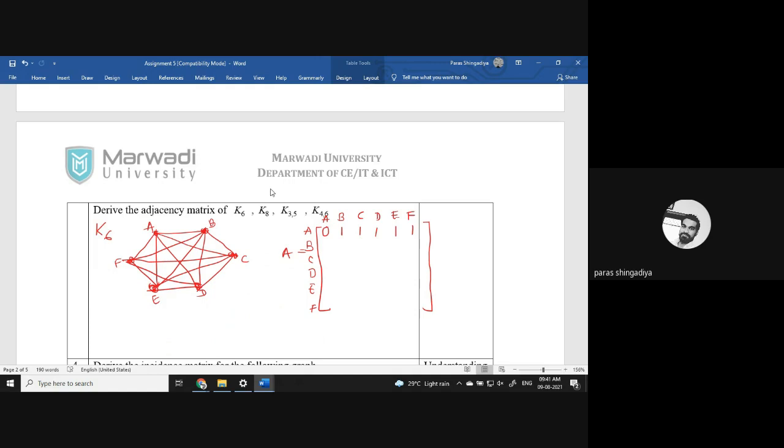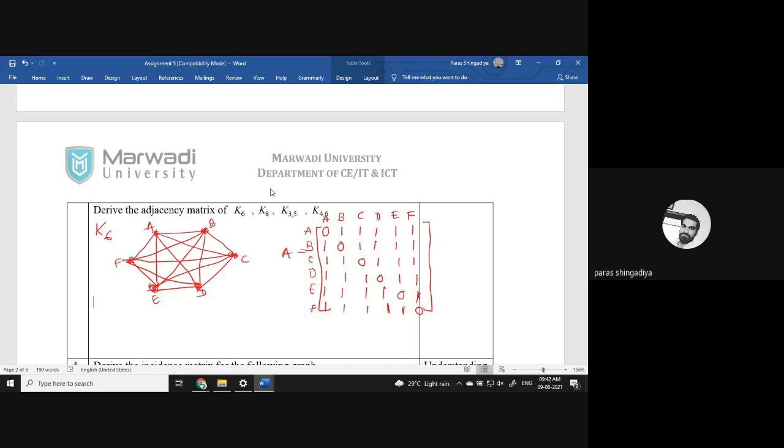Same for the second row. B to A is 1 and B to B is 0, and now replace all the other entries with 1. Here it is 1, 1, 0, 1, 1, 1. Then it is 1, 1, 1, 0. It is 1, 1. Principal diagonal is 0 आएगा, बाकी सब जगह पे क्या होगा? 1. Because every vertex is connected with all other vertices. कोई भी vertex बाकी सभी के साथ connected है. So that is the matrix of K6.